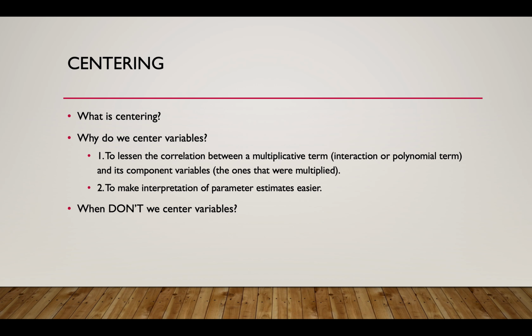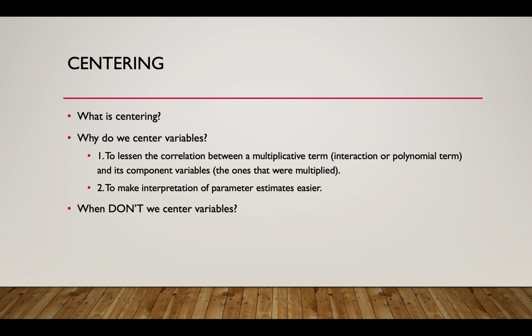Why do we center? Well, it reduces the correlation between the multiplicative term, interaction, or polynomials and its component variables. You'll recall from ARM 2 when we didn't center and then we examined the regression diagnostics, you see high levels of inflation and influence. But when we do center, those things are reduced and the correlation between the multiplicative term and its components is reduced. It also makes interpretation of the parameter estimates easier.